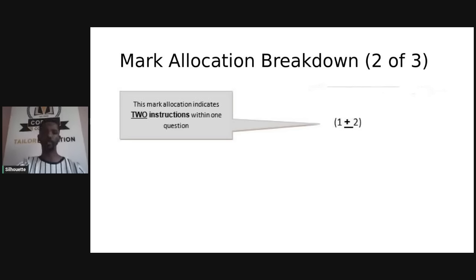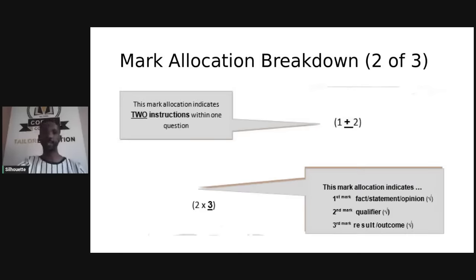An example that I gave in the first video would be: give the definition of communication, and then the second part would be: give 2 examples of positive or give 2 examples of negative communication. So you'll get 1 mark for the definition or the meaning of communication, plus the 2 marks for the positive or the negative examples that you will give.